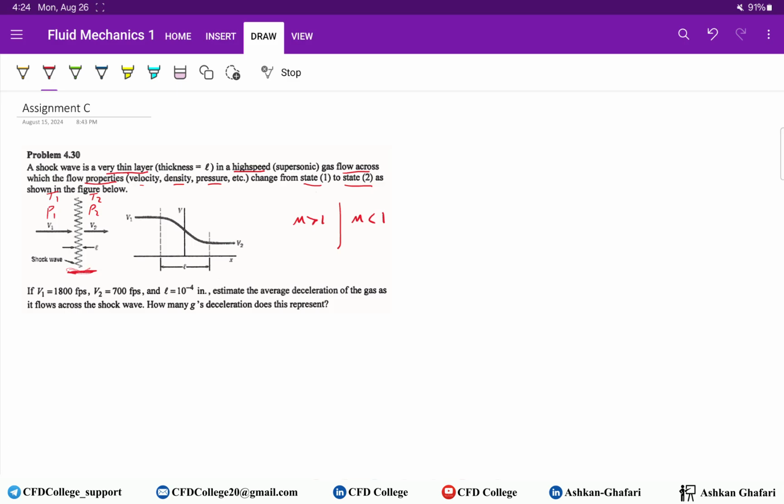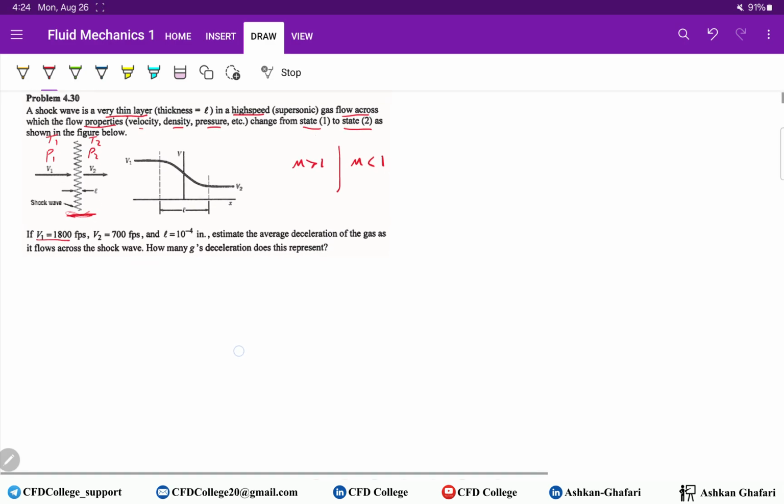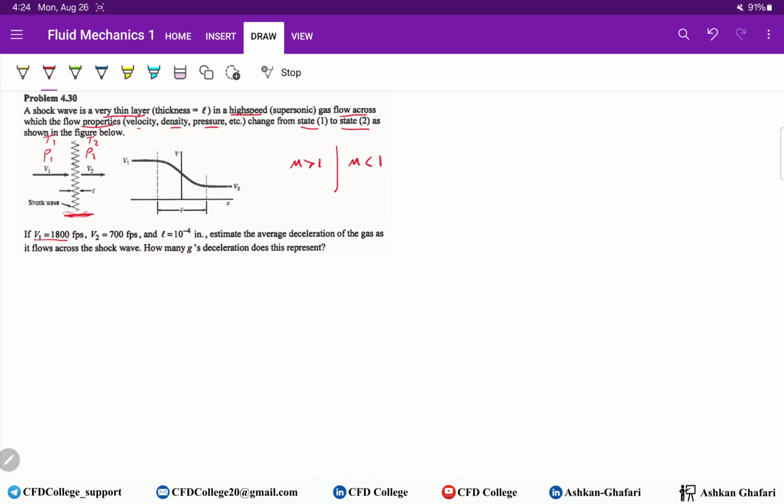Okay, let's go back to the problem. We know that V1 is 1,800 feet per second, V2 is 700, and L, the thickness of the shock wave, is 10 to the minus 4 inches. We want to find the average deceleration of the gas as it flows across the shock wave. How many G's deceleration does this represent?